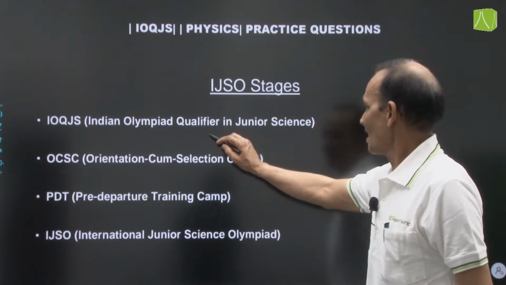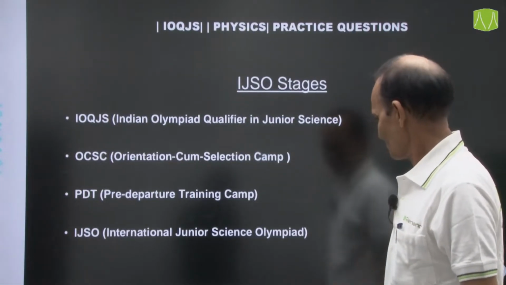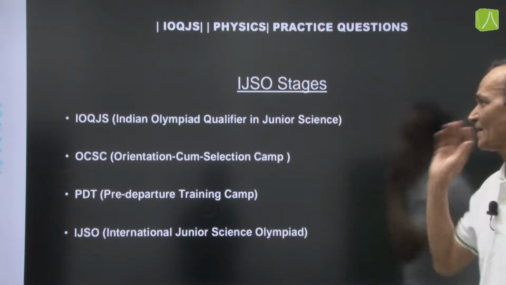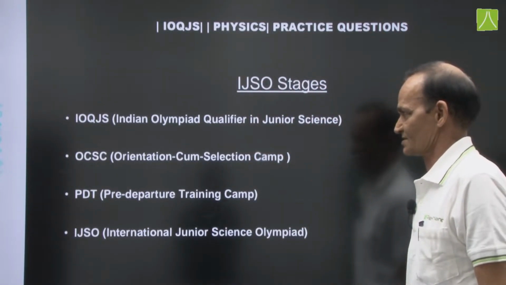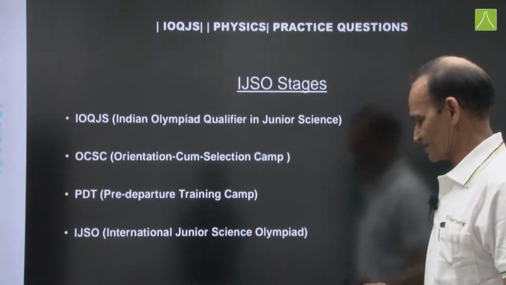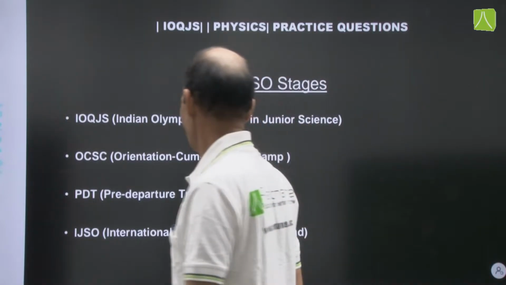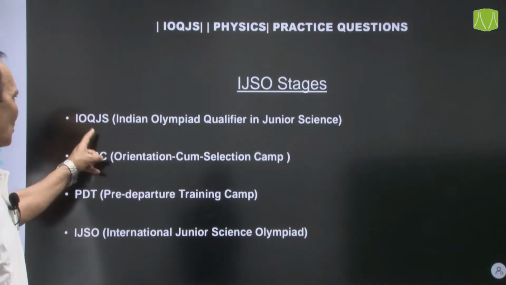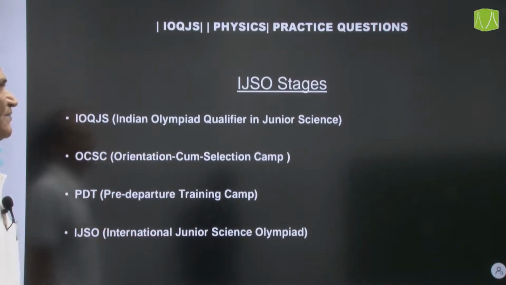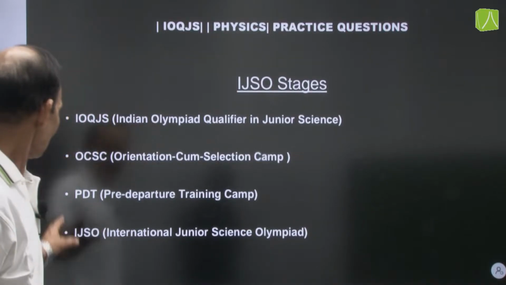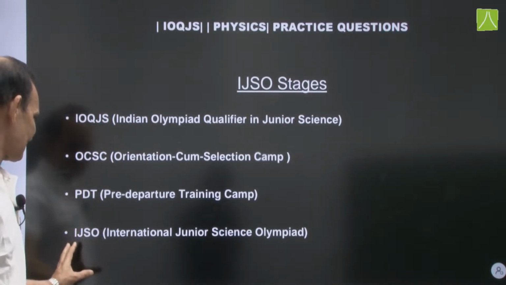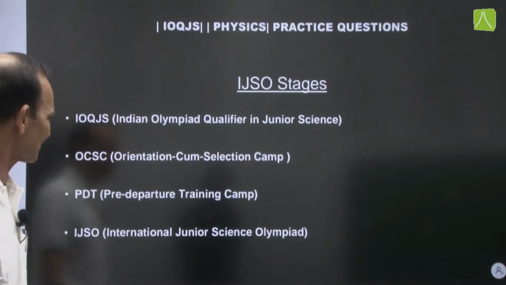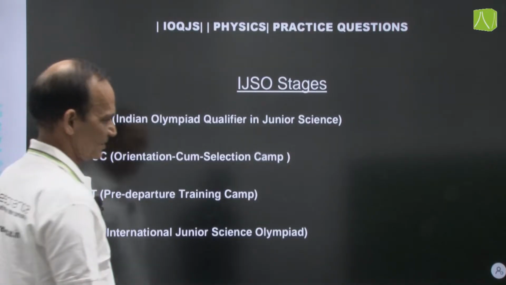IOQJS is the combination of the previous first and second stages, that is NSEJS and INJSO. Now it is combined, and its name is IOQJS, Indian Olympiad Qualifier in Junior Science. The second, third and fourth stages are the same as in previous years, there will be no change.